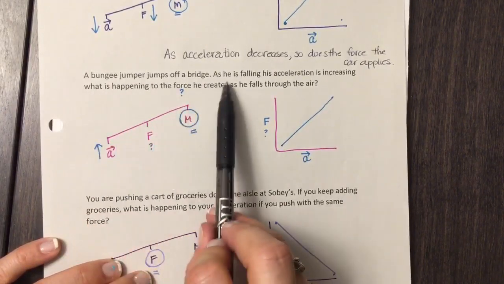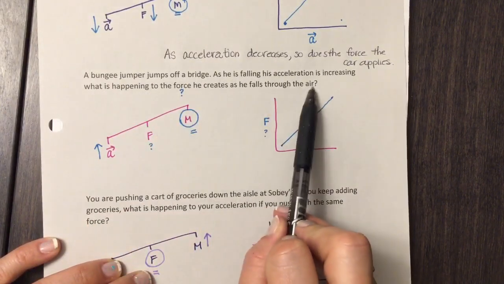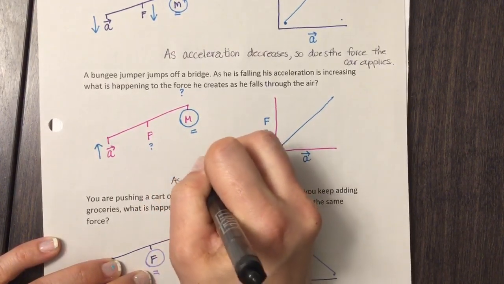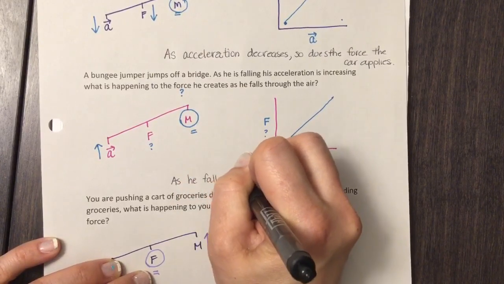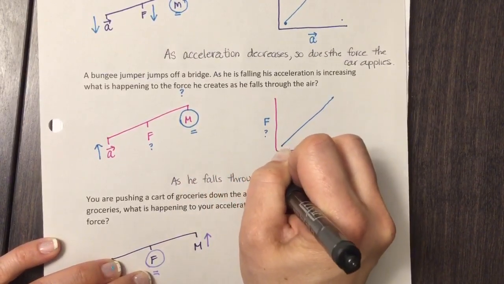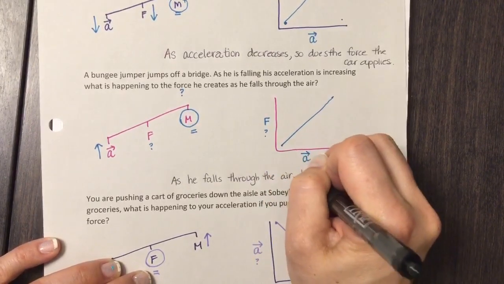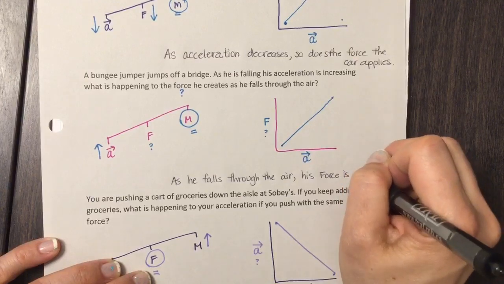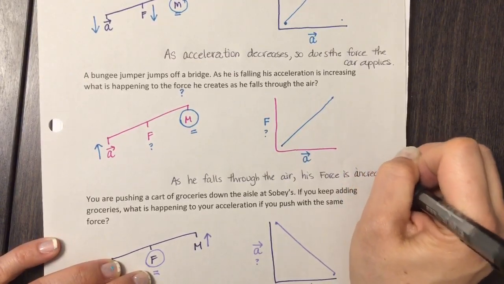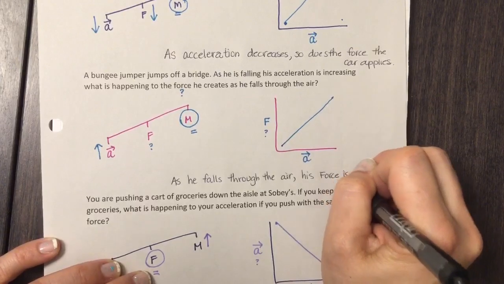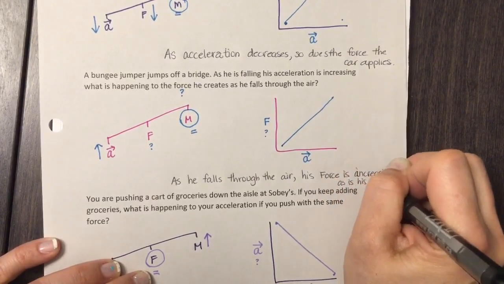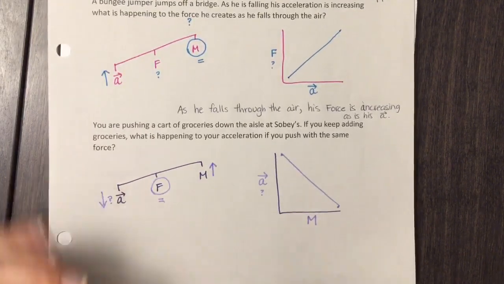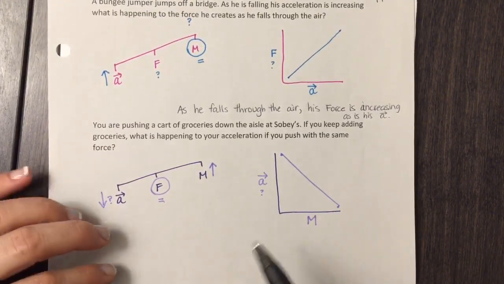Here, the bungee jumper. What's happening to the force he creates as he falls through the air? Okay. So as he falls through the air, his force is increasing, as is his acceleration. Okay, so the sentence helps me see that you understand what's happening here.